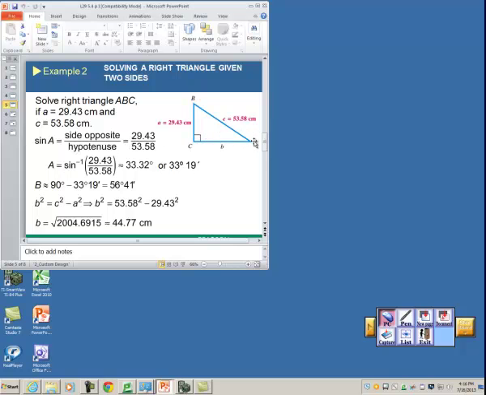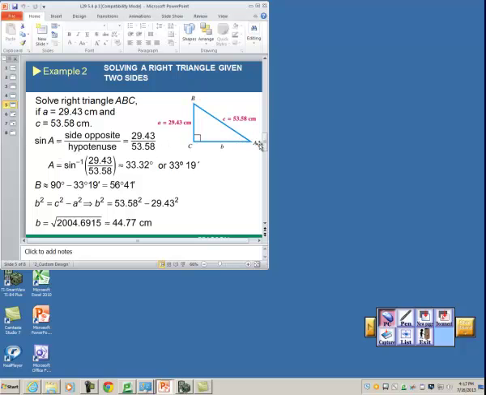Well, they went ahead and found angle A. There's a couple of ways you could do this. You could have found your third side, or you could have found angle A first, or you could have found angle B first. You could have done that too. They went ahead and found angle A first.